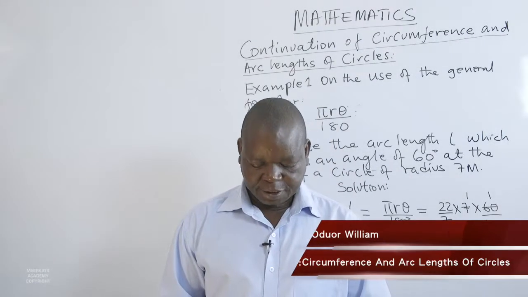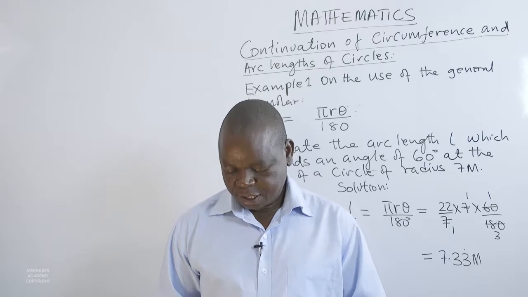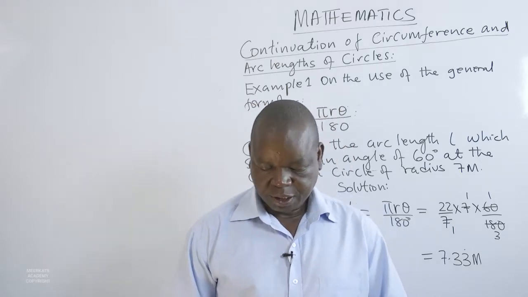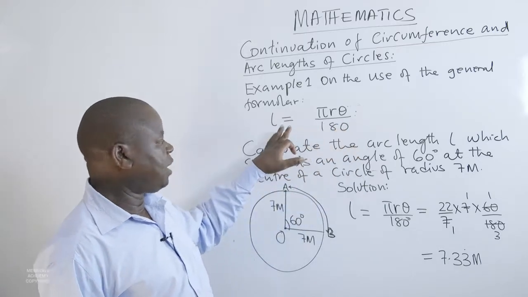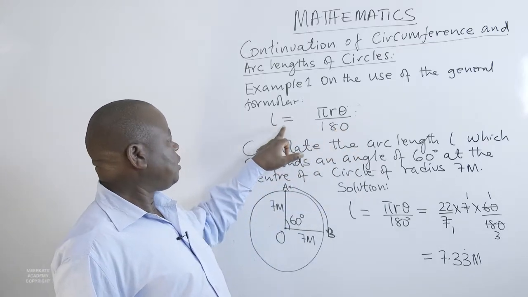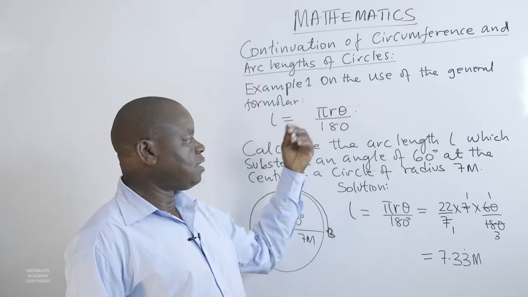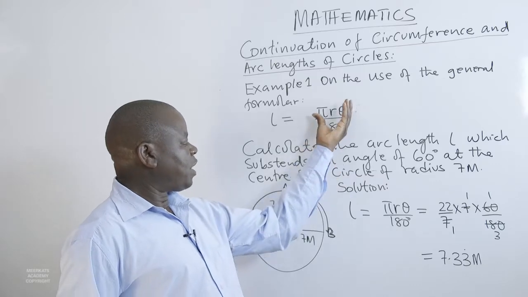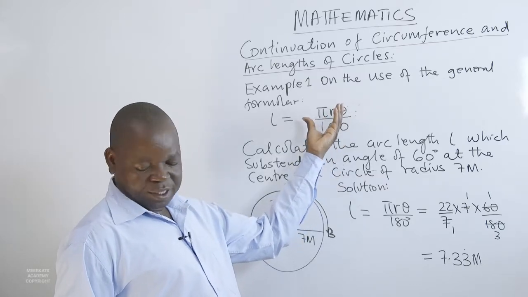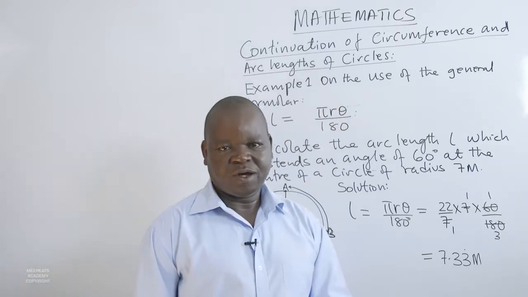Good morning, class. This is a continuation of the lesson we had yesterday, and we stopped at a point where we had derived the formula for arc length. L is equal to pi r theta over 180 degrees. We arrived at this formula by defining the arc length of a circle for any given angle.